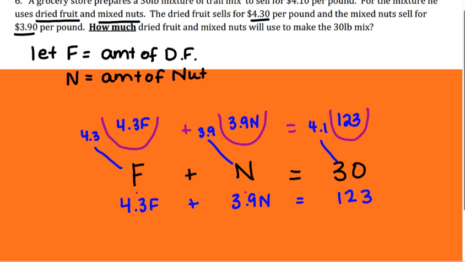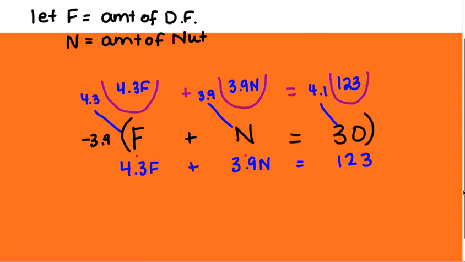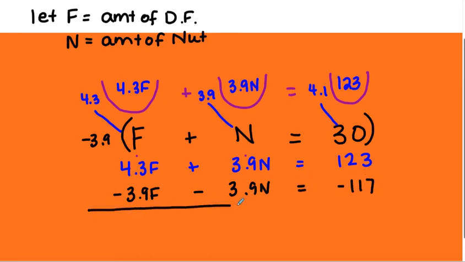I'm going to use elimination. So I'm going to multiply the top equation by negative 3.9. I really don't want to use substitution here. There's just too many decimals. It's going to get confusing. So that's going to give me negative 3.9F minus 3.9N equals negative 117.